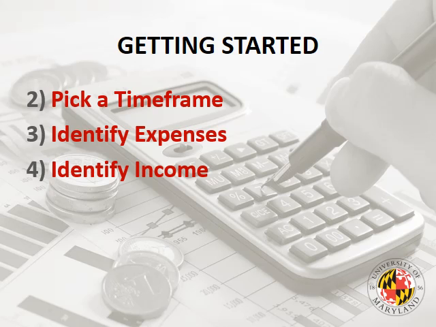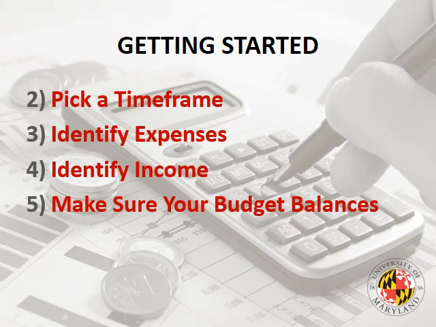Next, identify your sources of income. Typical sources of income for students include financial aid, such as scholarships, grants, work-study, and student loans. Also, you may have savings, contributions from parents, and income from part-time employment.